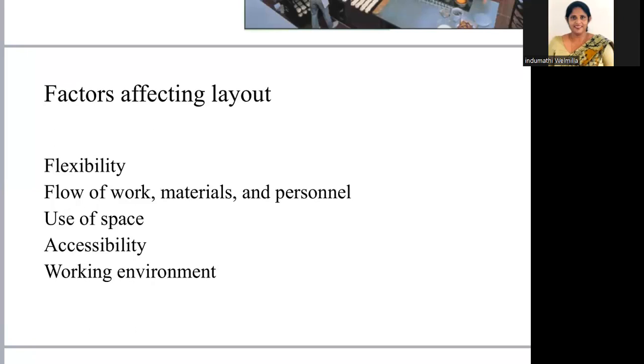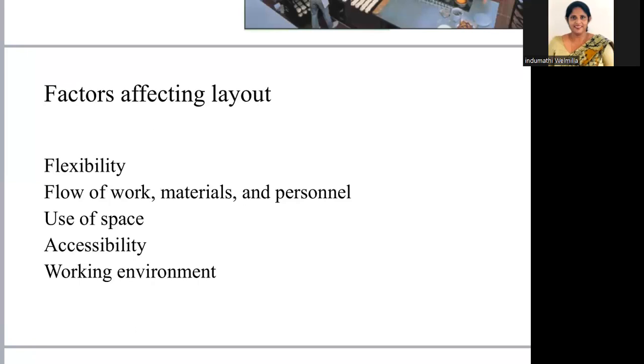Right? So then, anyway, the layout should avoid unnecessary rehandling of materials. Inter-stage storage of materials should be avoided. Load distance moved between departments should be kept minimal. Right? It is only logical to position departments with a high volume of traffic between them adjacent to each other.